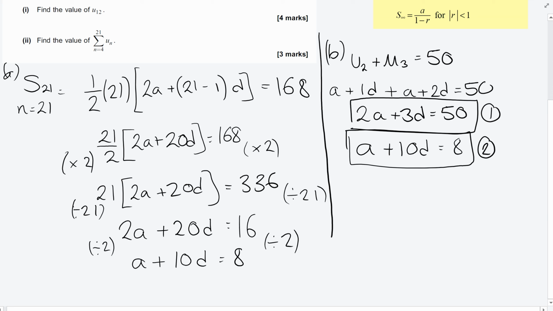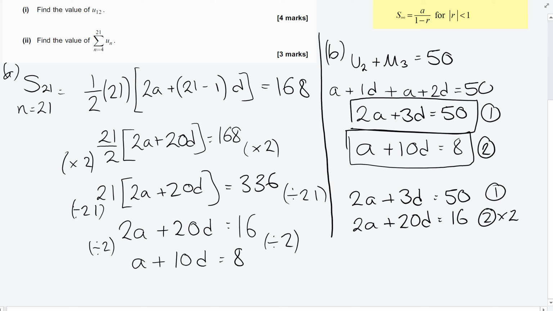So if I write out equation 1 again, double equation 2, that way I've now got two terms the same. So that one is equation 2 times 2, and that one's equation 1. Okay, and I'm going to subtract equation 1 from double equation 2. So the A's disappear, I'm left with minus 17D, and that equals 50 take away 16, which is 34. So D is equal to minus 2. Okay, so I've divided both sides by minus 17.